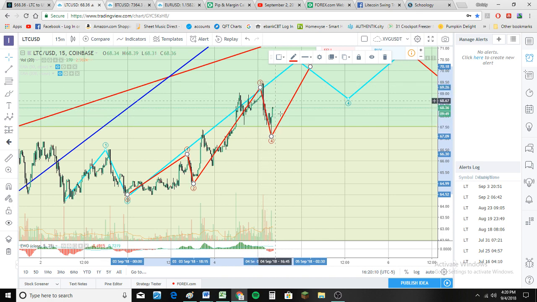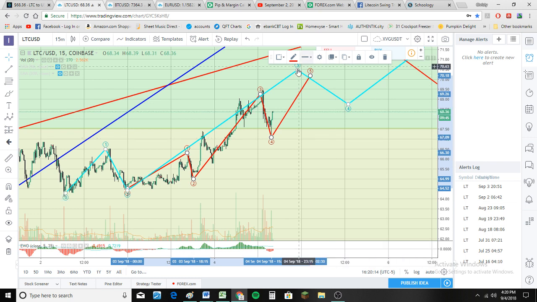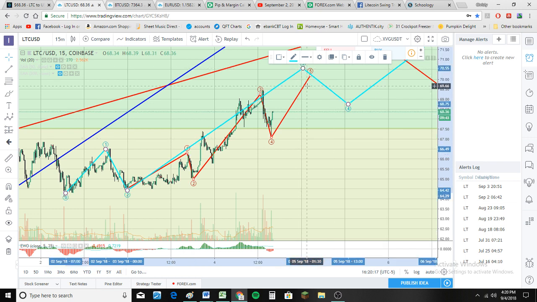Or then we're going to have 1, 2, 3, and then we're going to have 1, 2, 3, and it's a bigger 4. So we're not sure what's going on there. We're going to have to wait and see.